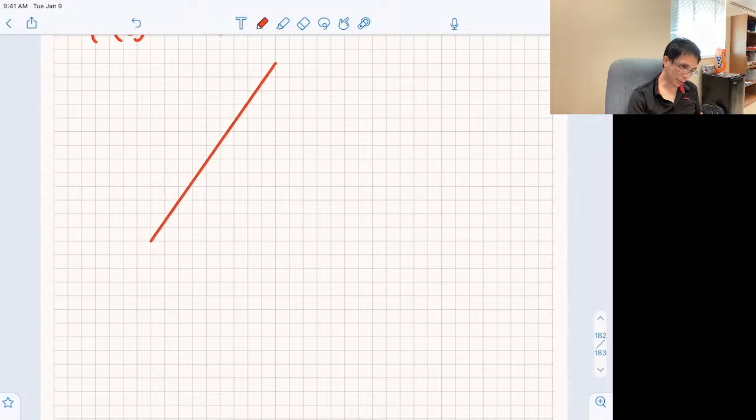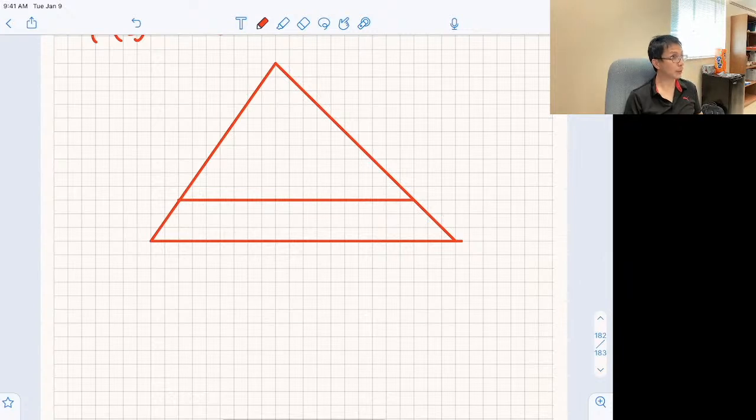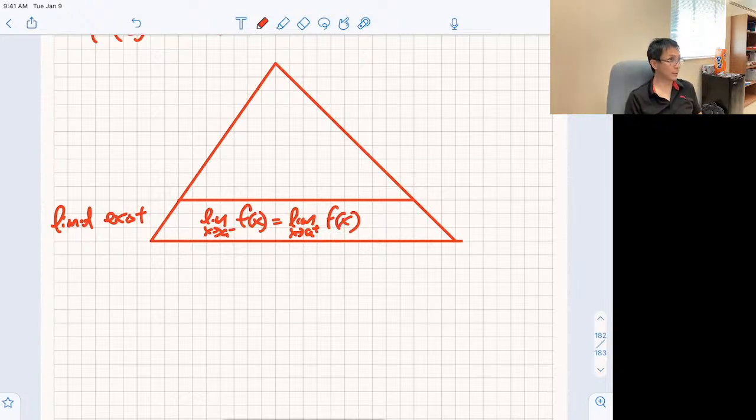I'm going to draw a big thing here. And on the bottom is going to be a, this is very, very important. On the bottom is called limit exists. Limit exists when the limit as x approaches a from the left of the function is equal to the limit as x approaches a from the right of the function. On the bottom part is limit exists.